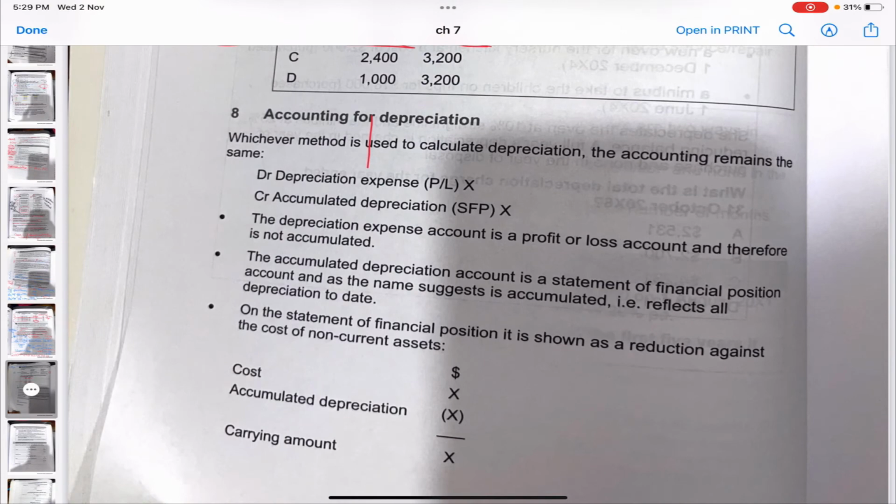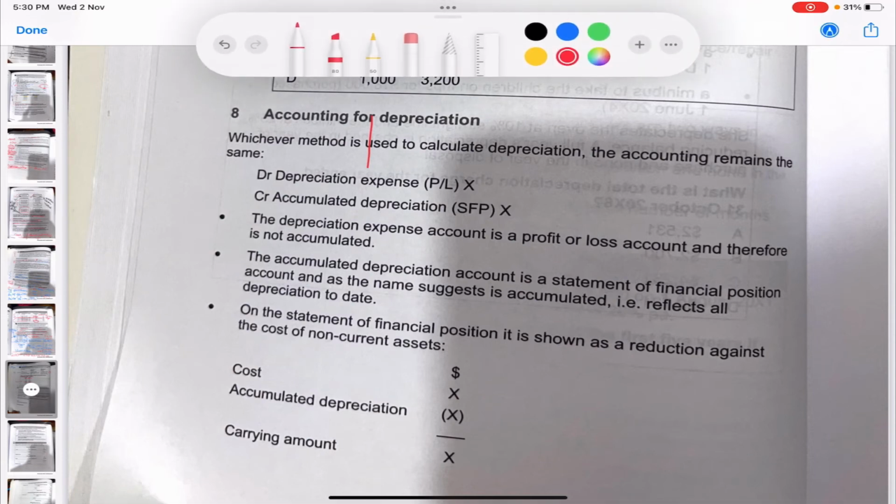Now we have accounting for depreciation. So these are the journal entries which I have discussed, which is debit depreciation expense and credit the accumulated depreciation. And always remember that depreciation expense goes to the profit and loss account because it is a loss, and accumulated depreciation always goes to the statement of financial position or the balance sheet.